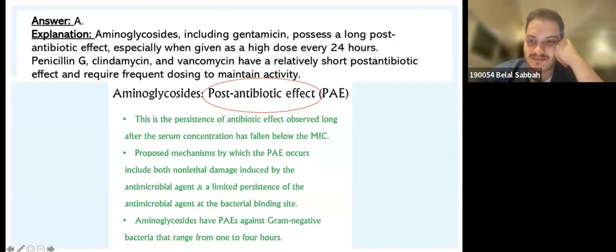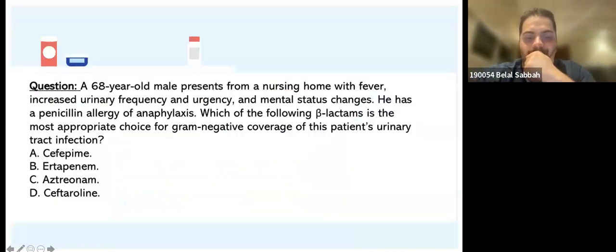Are there any other questions? All right, let's move on. A 68-year-old male presents from a nursing home with fever, increased urinary frequency and urgency, and mental status changes. He has a penicillin allergy of anaphylaxis. Which of the following beta-lactams is the most appropriate choice for gram-negative coverage of this patient's urinary tract infection?